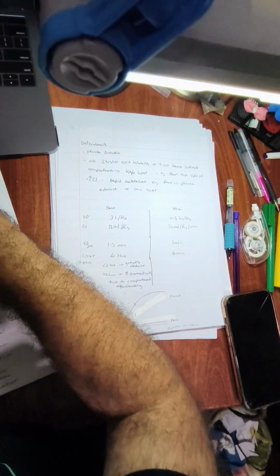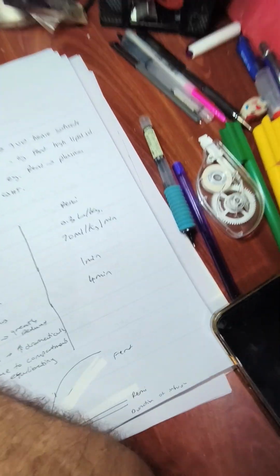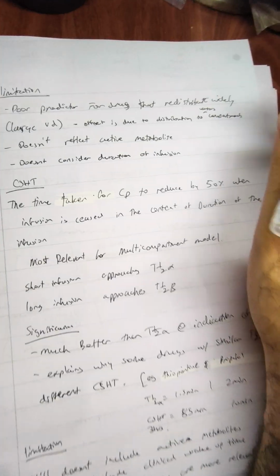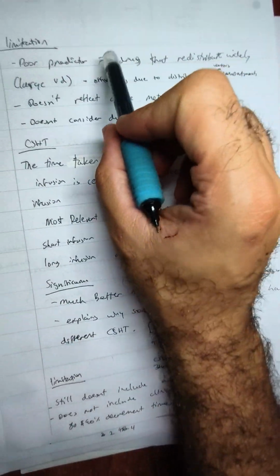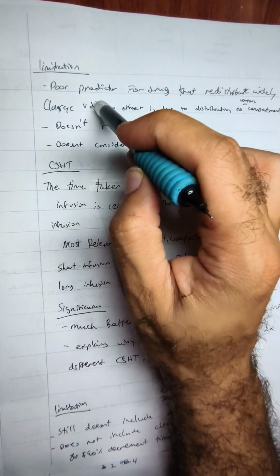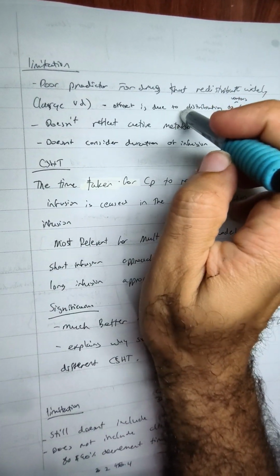Wait, remifentanil is what? So just to clarify something, the reason why half-life is not a good predictor is because if you have something that has a large Vd, it goes to different compartments, and the half-life doesn't explain that.